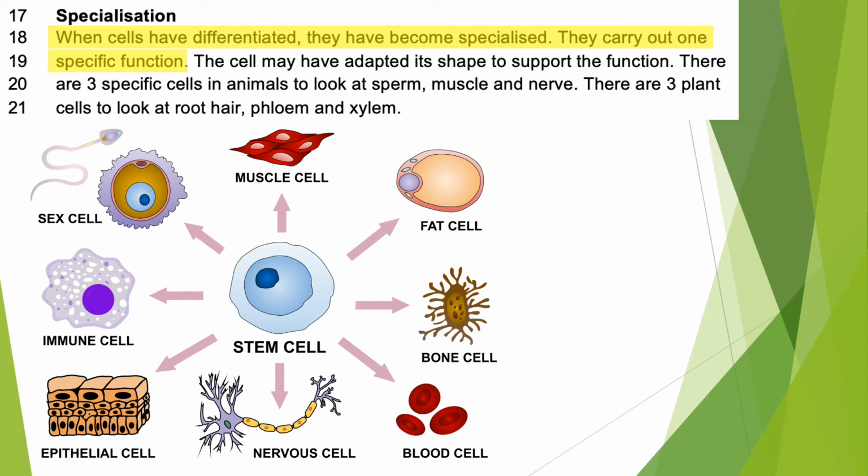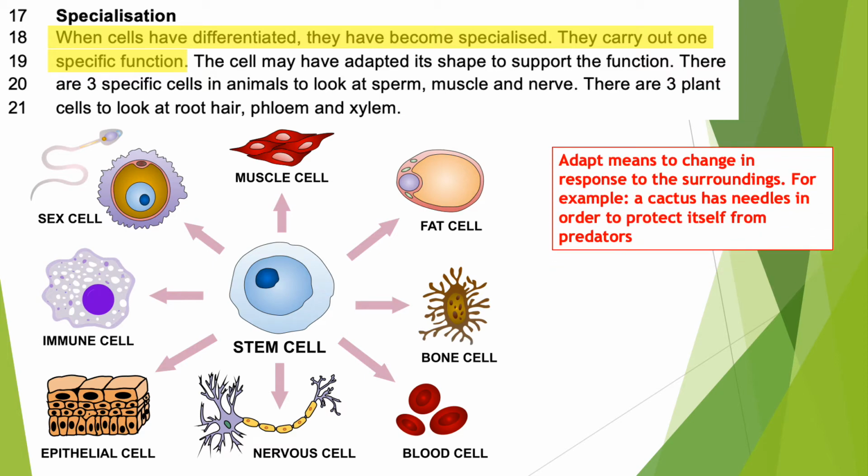So just make sure you have that first line highlighted there. And the next sentence is actually quite important. It says the cell may have adapted its shape to support the function. So adapted, also you might have heard it as adaptation, is actually a really important part about stem cells. Okay. So I just want to make sure that you have this annotation in your booklet somewhere, and I want you to write down that adapt means to change in response to the surroundings.